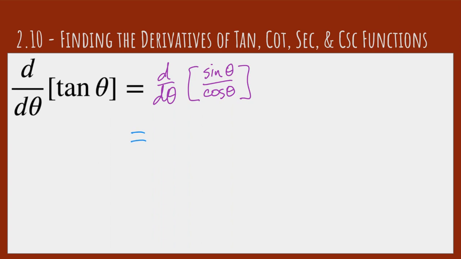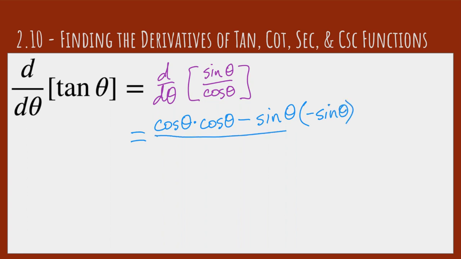So I'm going to use that rhyme, low d high minus high d low over the square of what's below. So low is cosine, that's the bottom function. D high, so derivative of the top, the derivative of sine is also the cosine function, minus high, which is the sine function. D low, so the derivative of cosine is the opposite of sine, and then all over the square of what's below. So over the square of cosine, which is cosine squared of theta.